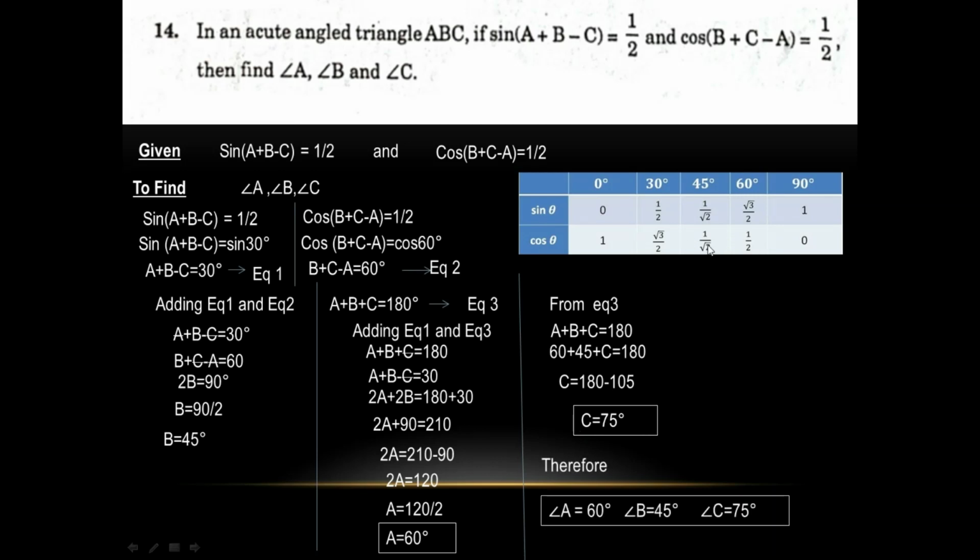Therefore, we have found all the angles, that is angle A, angle B and angle C. Angle A is 60 degrees, angle B is 45 degrees, and angle C is 75 degrees.